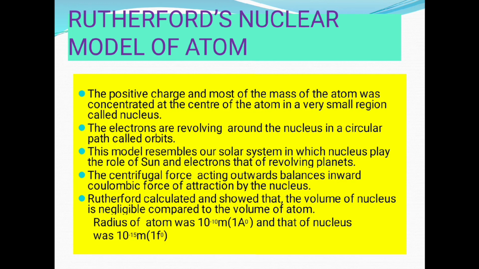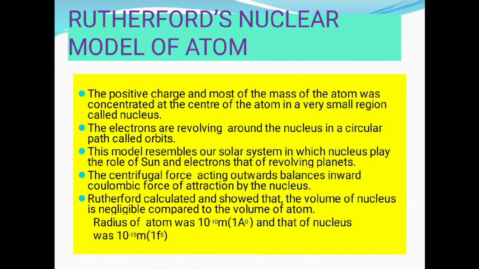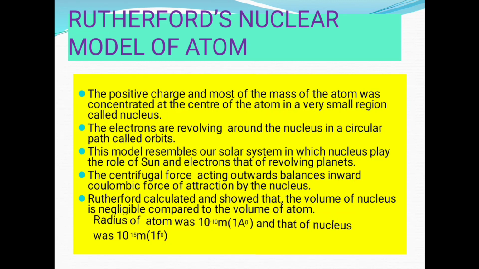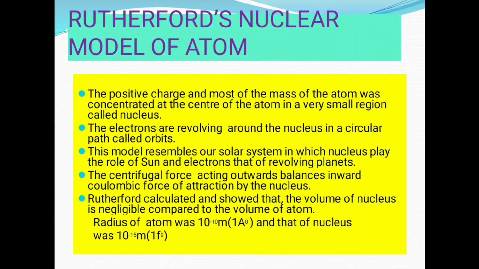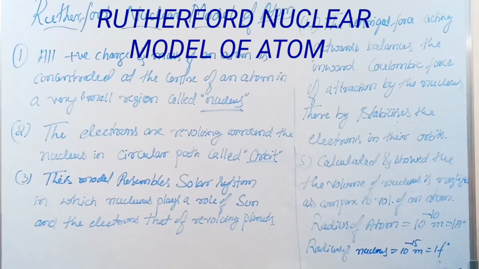Thereby, it stabilizes the electrons in their orbits. And also he calculated and showed that the volume of the nucleus is very small. It is negligible compared to the volume of an atom. He gave the value of the radius of an atom to be 10 to the power of minus 10 meter, that is 1 Angstrom unit, and that of the nucleus is 10 to the power of minus 15 meter, that is 1 Fermi.